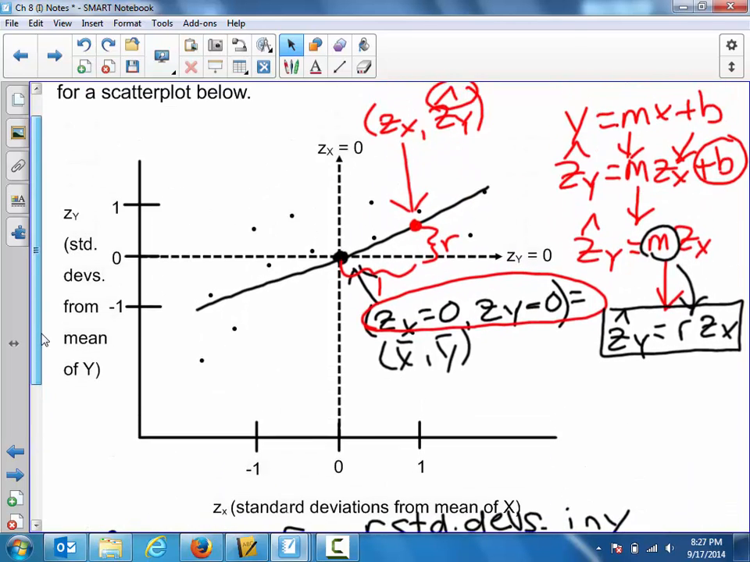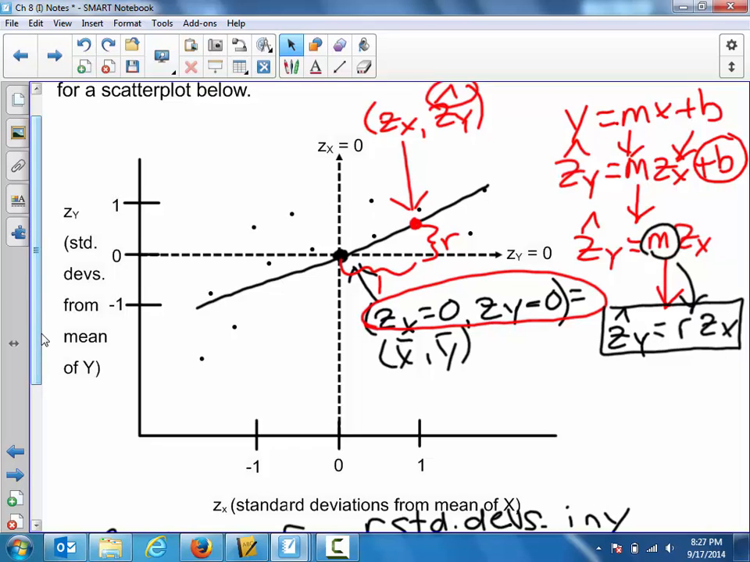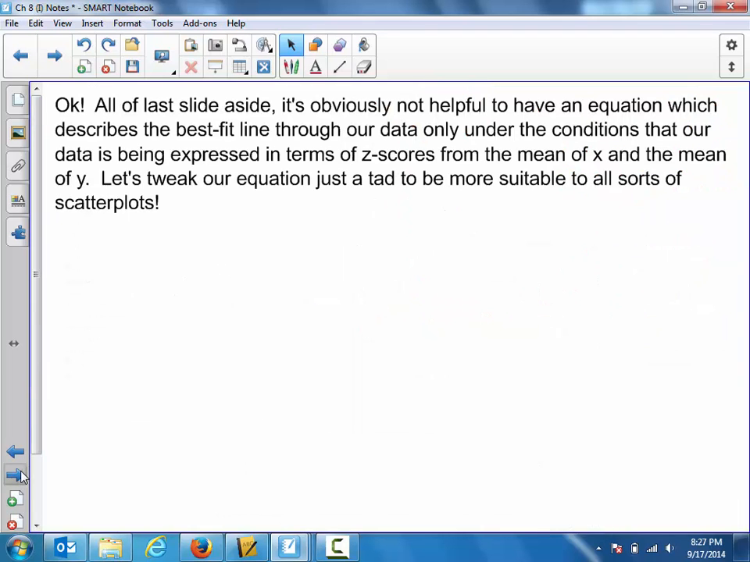Okay, let's go on to the next slide. We're going to use this tool that I boxed in black. That's our building block, as I mentioned before. All of the last slide aside, it's obviously not helpful to have an equation which describes the best fit line through our data only under the conditions that our data is being expressed in terms of z-scores from the mean of x and the mean of y. We want to tweak this equation just a tad to be more suitable to all sorts of scatter plots. So we want the following.